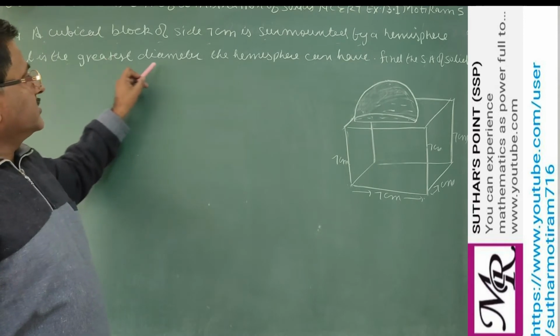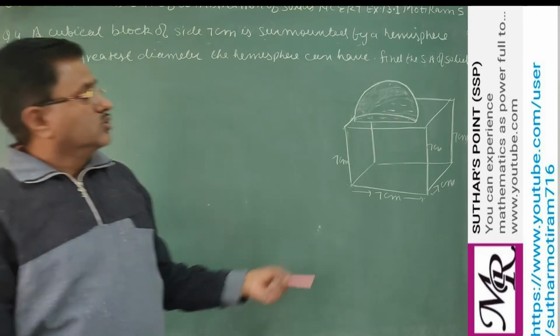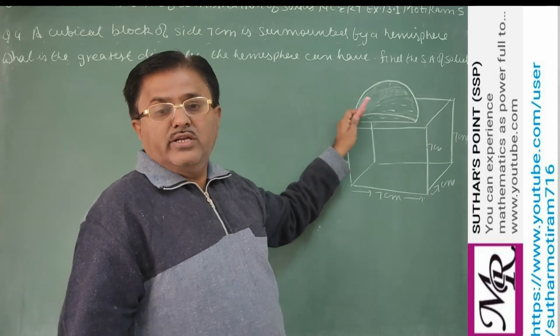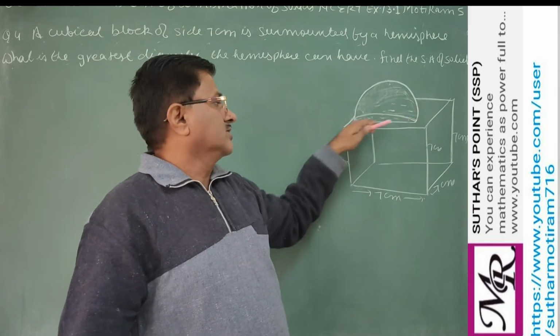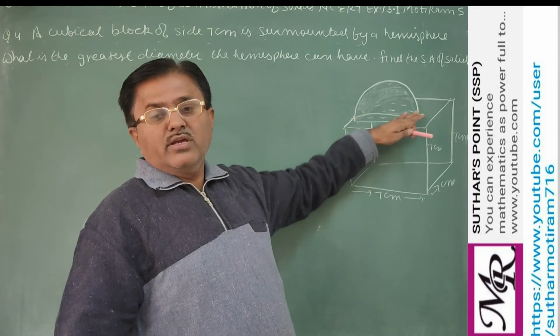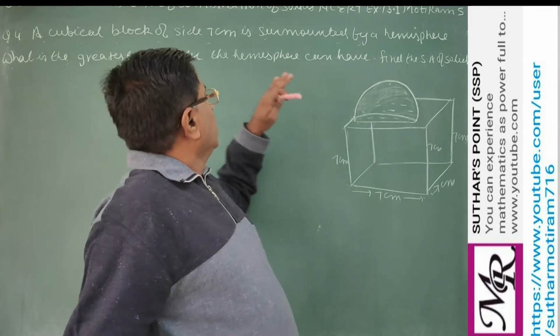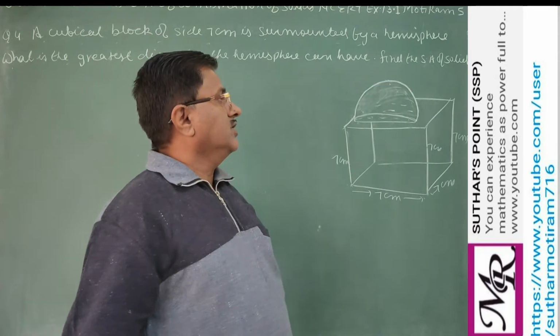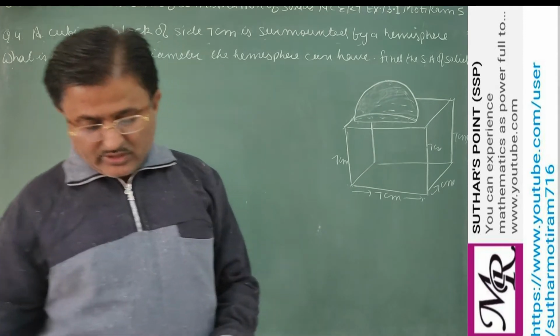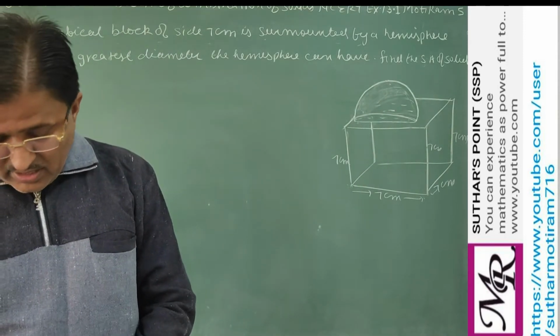What is the greatest diameter of the hemisphere? So we can say the maximum diameter of this, so that it can be covered or surmounted exactly. तो इसका diameter कितना होगा कि ये इसके ऊपर अच्छी तरह से आ गया. Find the surface area of the solid. Surface area of the solid means you have to find the surface area of the combined figure.